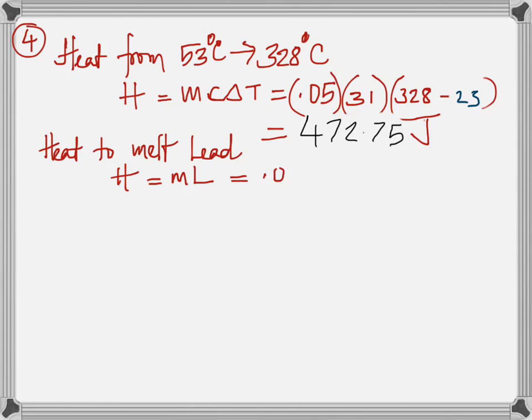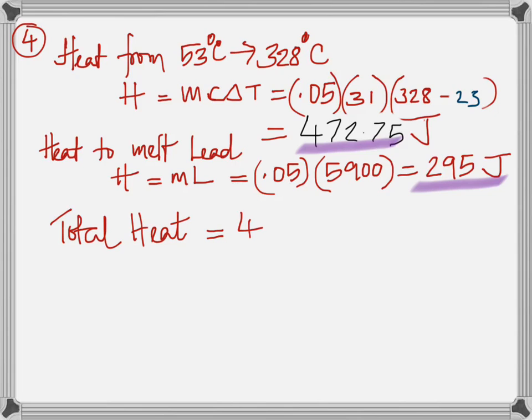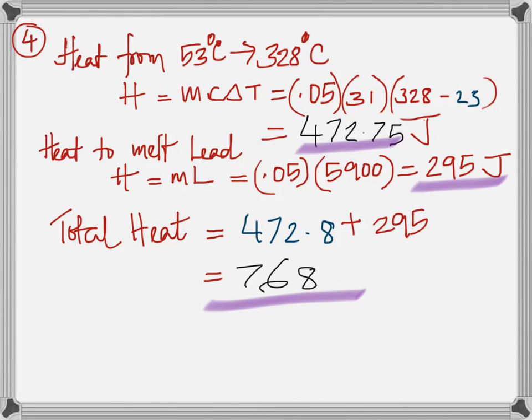So heat to melt lead: Q is m times the latent heat. Why did I use 5900? What is given? Oh, kilocalories. It's kilocalories, so I put it as 5900. And then total heat, you add both. Well, I have to correct that, yes. You get 768 calories. Yeah, I think.